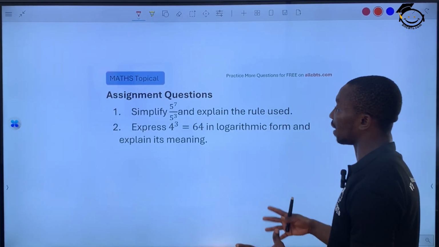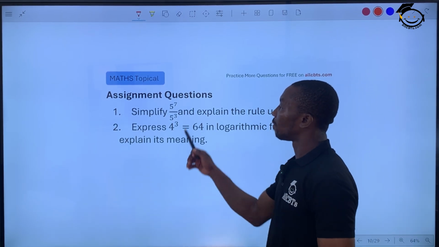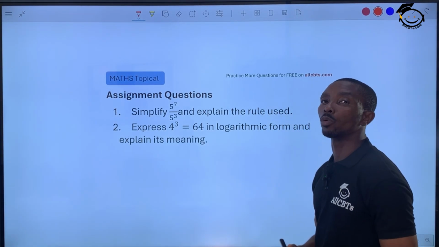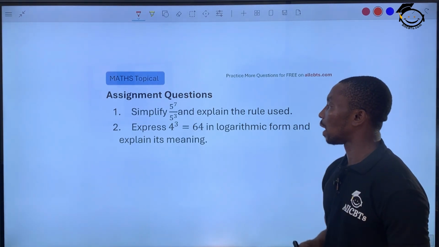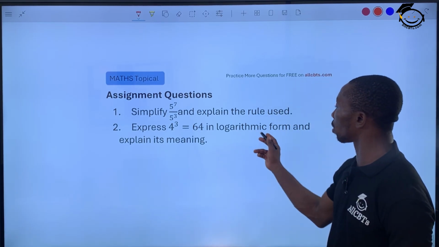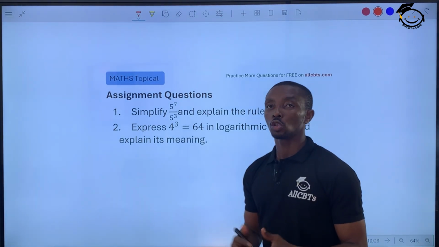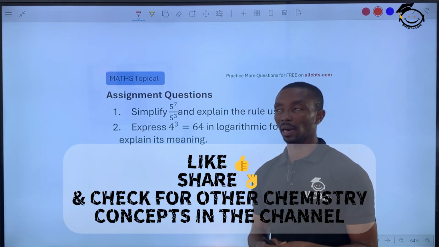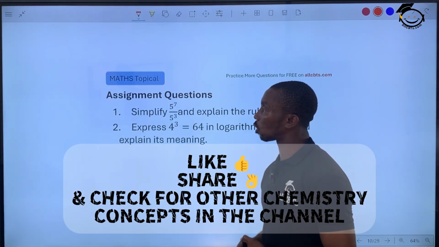Okay, so on this, your assignment is to simplify 5 raised to power 7 divided by 5 raised to power 3 and explain the rule used in getting your answer. And also express 4 raised to power 3 equals 64 in logarithmic form and explain what you understand by your solution. So I expect to see your solutions in the comment section. All right, if there are any challenges or questions, you could also put them down in the comment section.